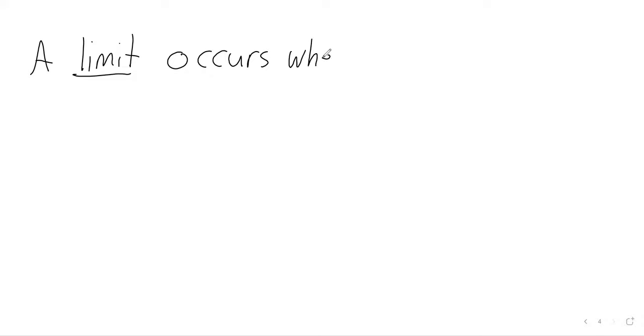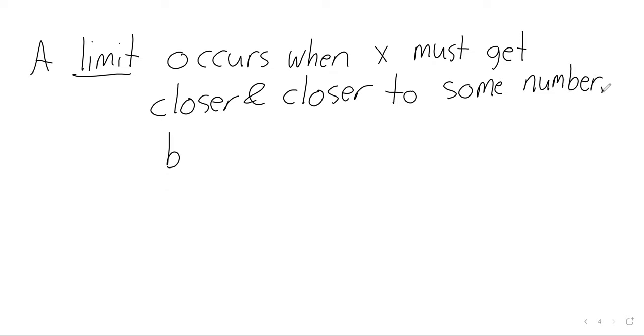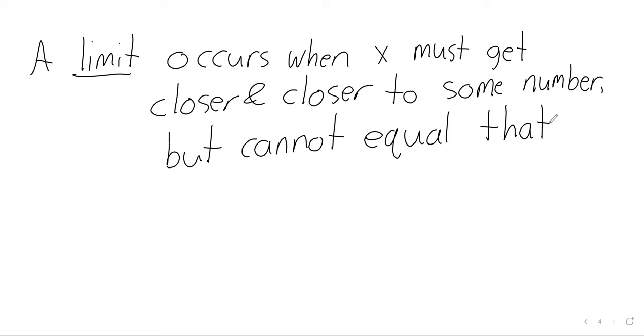And this is the idea. The book doesn't say this word until next section, but let me just say it now. A limit occurs when your variable, let's just say x here, must get closer and closer to some number, but cannot equal that number.